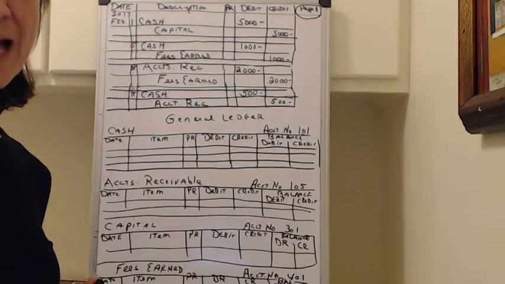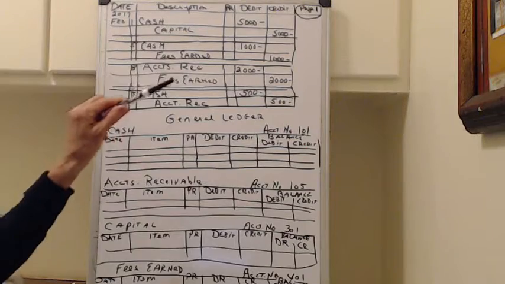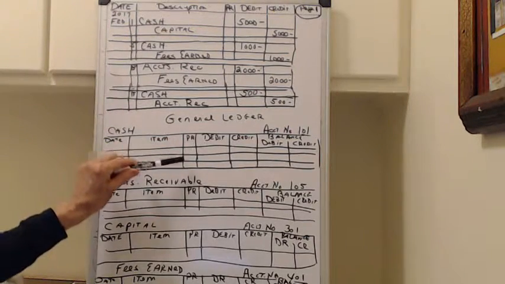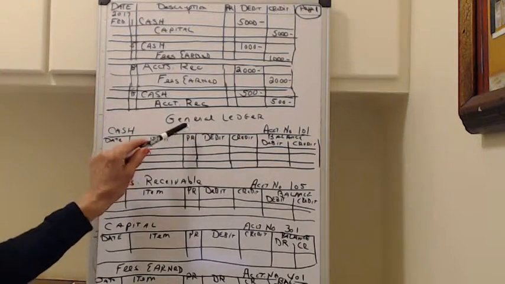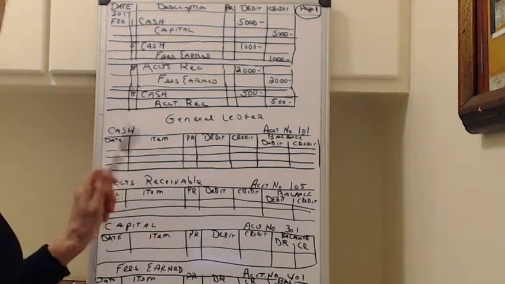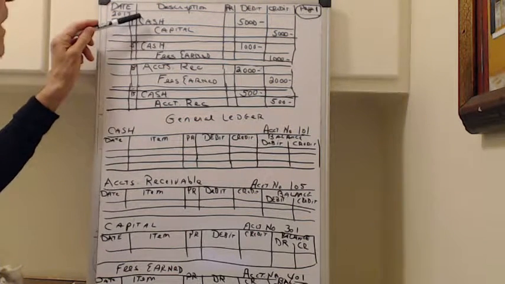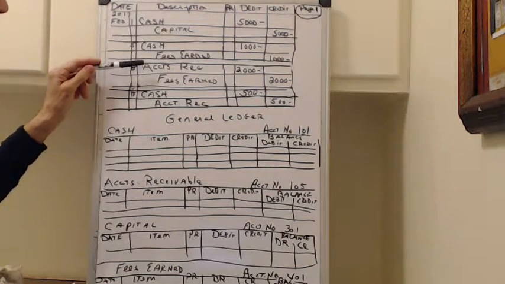Hi, I'm back in chapter 4 and I'm going to show you in this video how to post the information that you recorded in your journal into another book called a ledger, a general ledger. You need two books. These are the two books that accountants use because the first book that you write in is the journal.